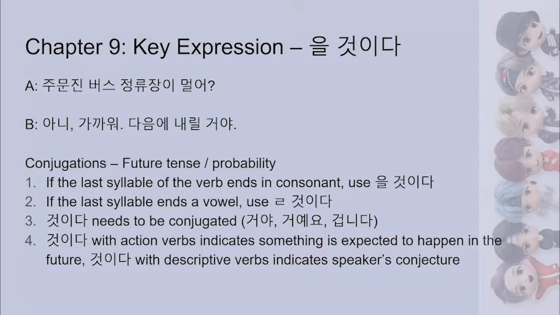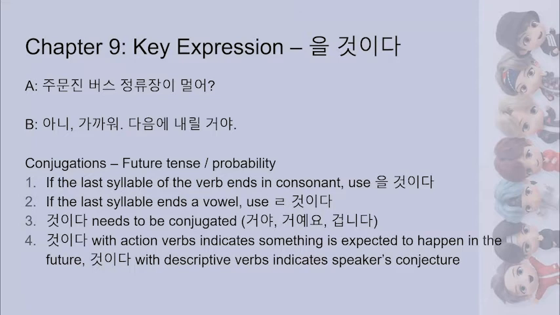다음에 내릴 거야, which means we're going to get off at the next stop. So 다음에 just means the next one. 내릴 거야 is the casual conjugation for we're going to get off at this stop. So like 내리다 is to get off at a stop.